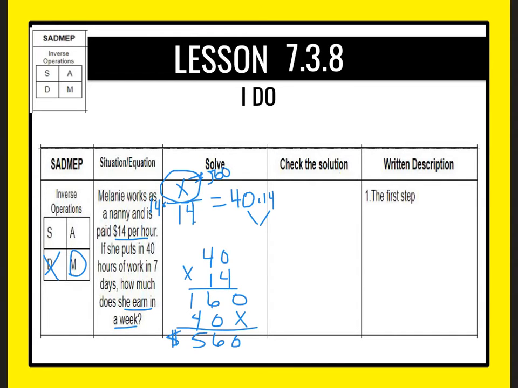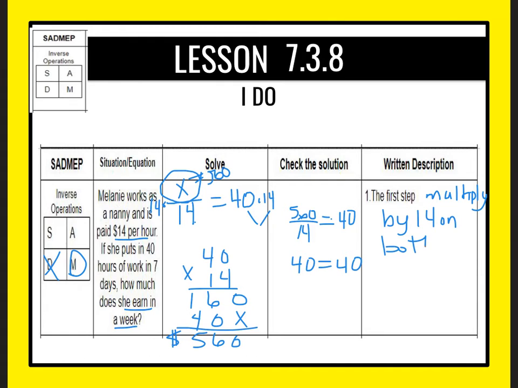So $560 divided by 14 equals those 40 hours. That's how much she earned. You can take 560 and divide that by 14, and that should equal your 40. And when you actually divide it, it does. 40 equals 40. So first, of course, I had to write my equation, and then in order to solve it, I had to do the inverse of division, and I had to multiply by 14 on both sides of my equation in order to get the total amount of money that she earned, that equaled those 40 hours that she worked.